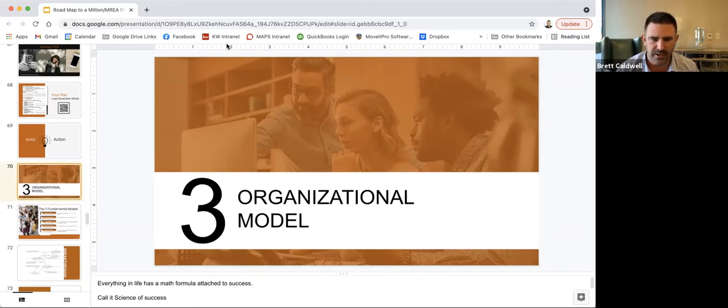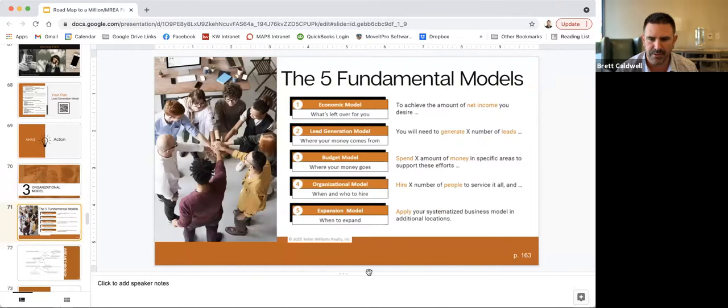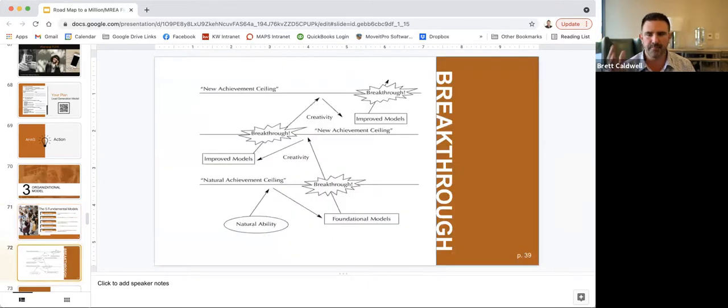I wanted to start with that. So, the four fundamental models of the Millionaire Real Estate Agent. In the book, there are really only four models: the economic model, lead generation, the budget model, and the organizational model. The fifth model, which we've added later, is the expansion model, and we'll cover that at another point in time.